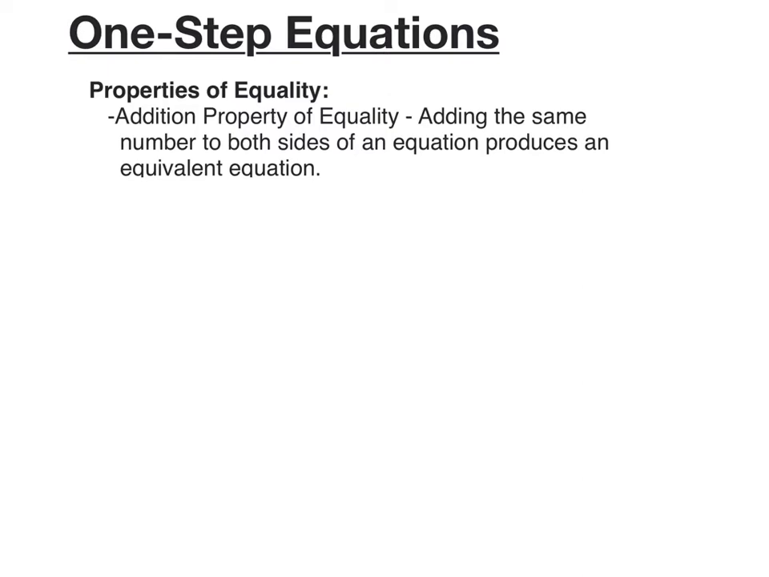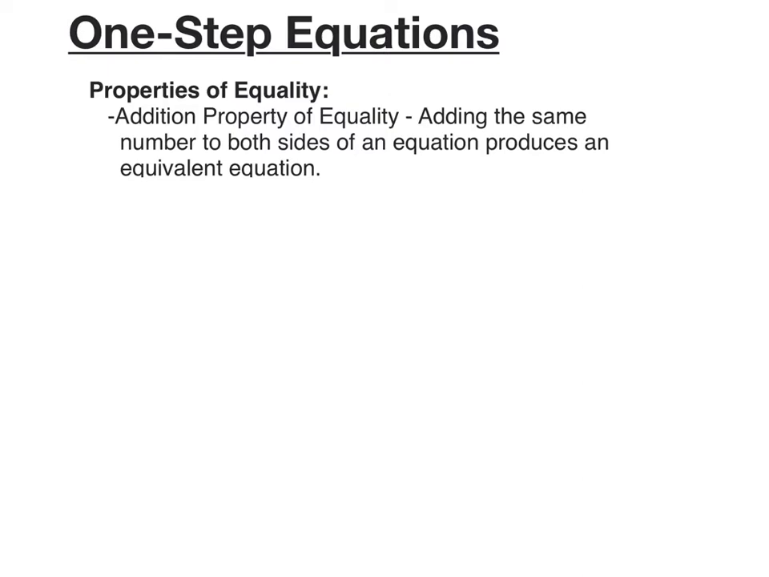The first one we're going to talk about is the addition property of equality. The addition property of equality says that adding the same number to both sides of an equation produces an equivalent equation, meaning that if we add the same number to both sides, the equation doesn't change.